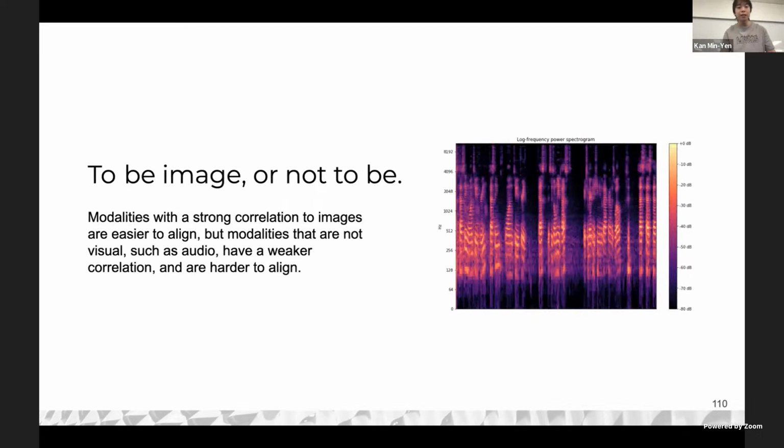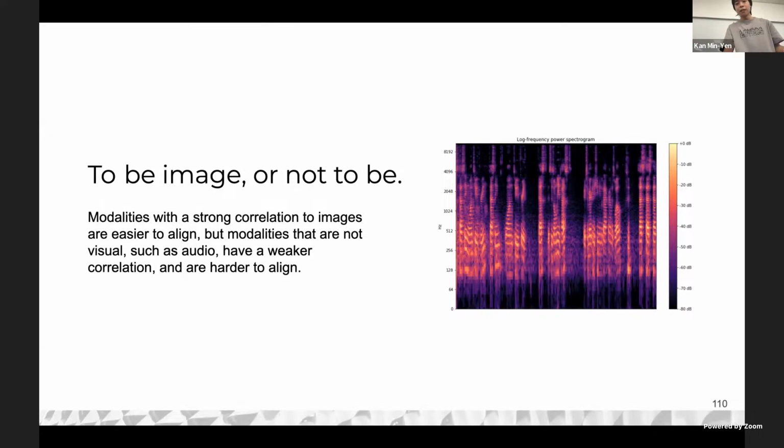So secondly, modalities with a stronger correlation to images tend to perform better. Modalities that are not visual, like audio, maybe a baby crying, will have a weaker correlation and are harder to align in embedding space. You think about it, a baby's cry could accompany any number of visual contexts. So it's quite hard to align this.